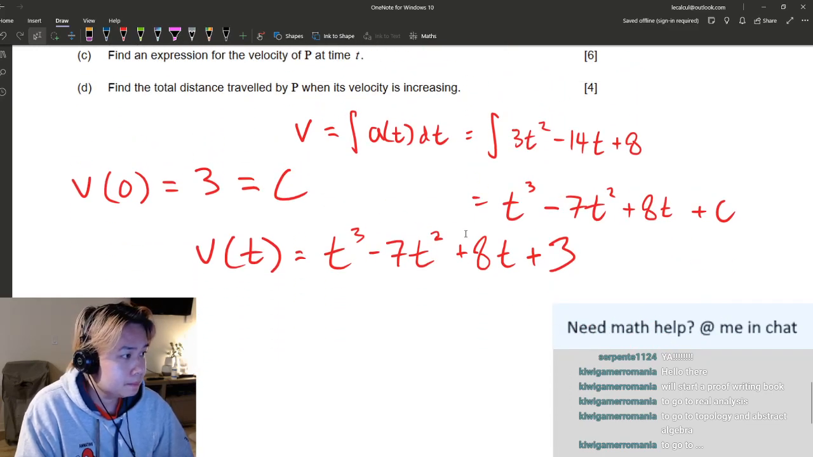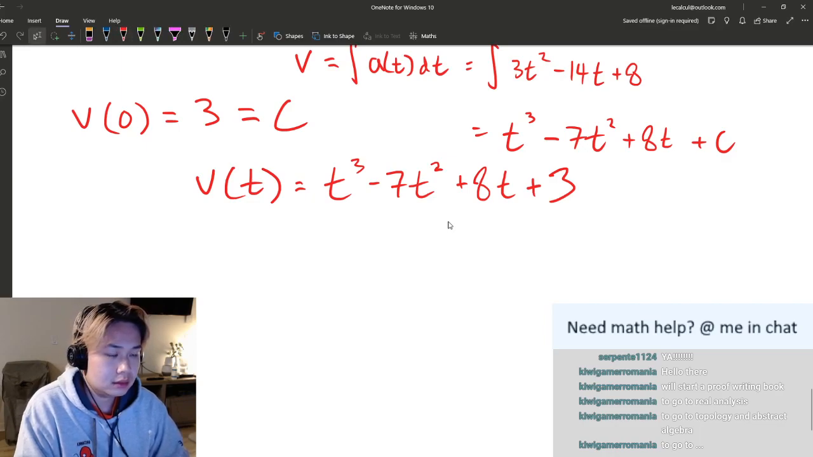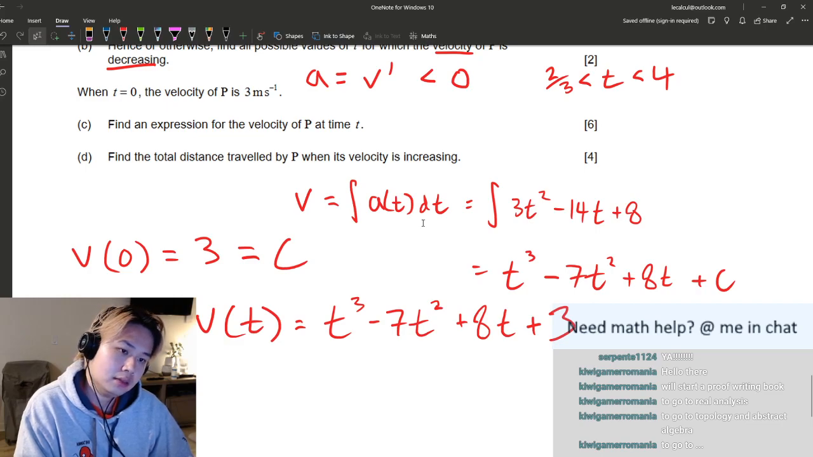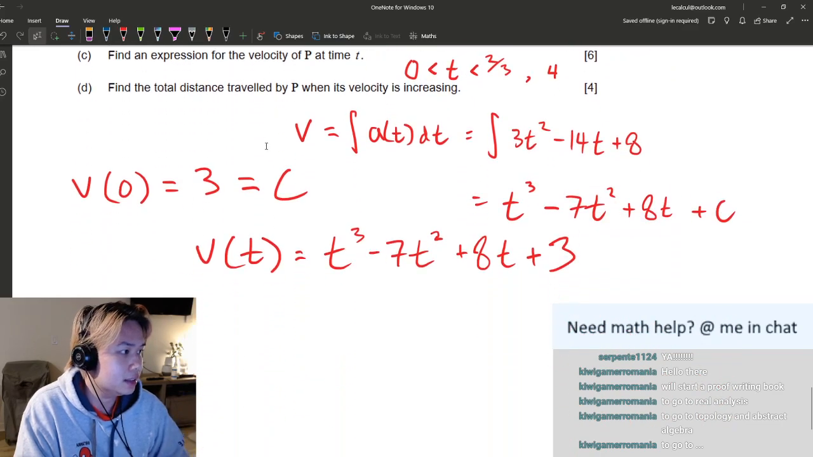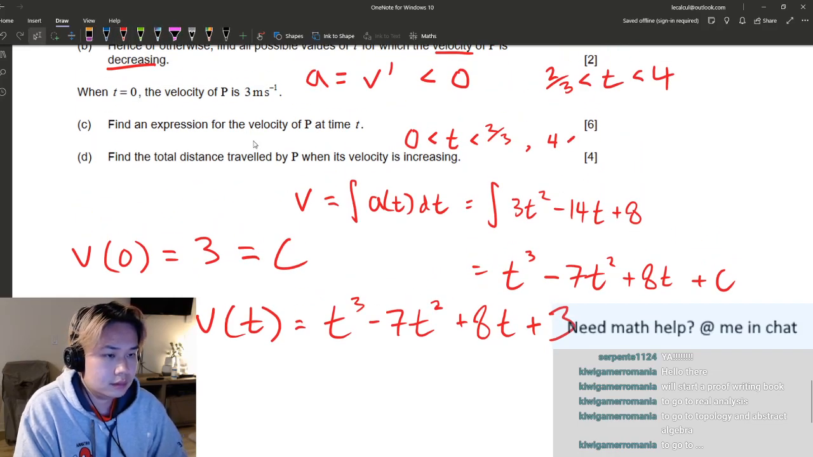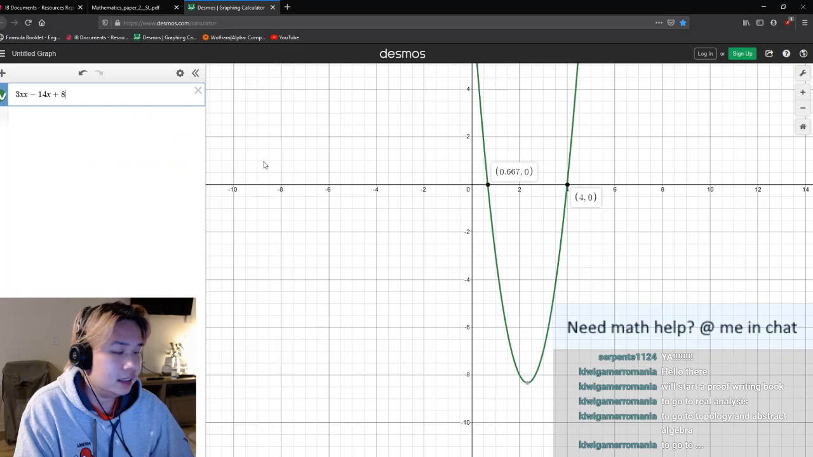Okay. To find the total distance traveled when the velocity is increasing. So velocity is increasing between two-thirds and greater than 4. So from 4 seconds to 5 seconds. And this is similar to this question about velocity decreasing. It is going to be increasing when your acceleration is positive. So between 0 and 2/3, and then from 4 to 5 seconds.